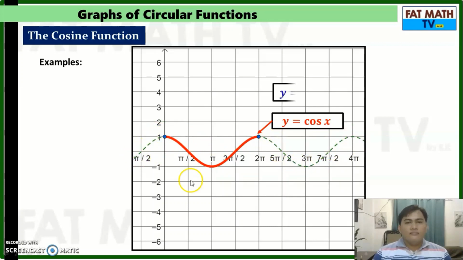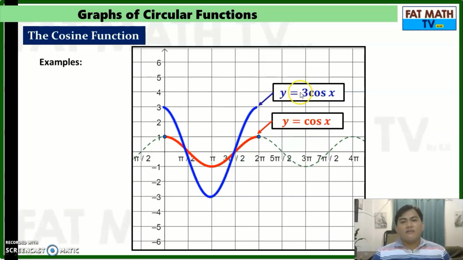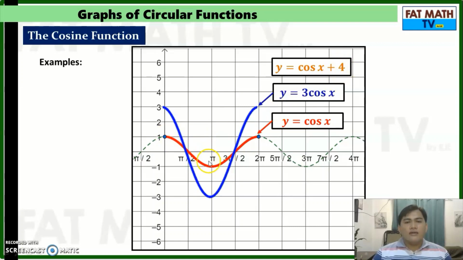How about if we have y equals 3 cosine x? What will happen to the graph? It will just stretch vertically, like the sine function. If we have a number here greater than 1, that's a stretch vertically. And if we have plus 4, like in the sine function, that's a shift of 4 units upward. Look at this red graph here, y equals cosine x. If you shift or move that 4 units upward, it's going to be here.